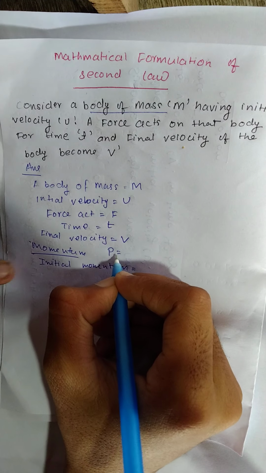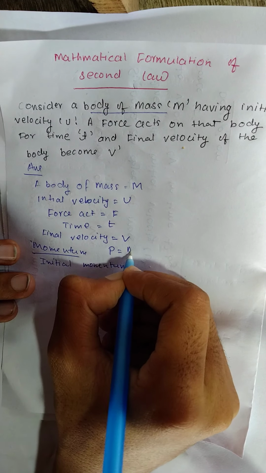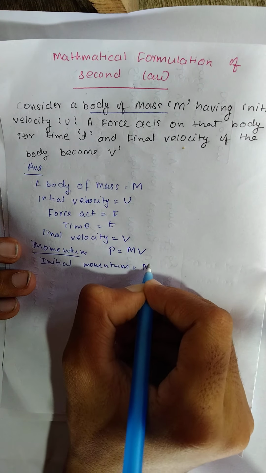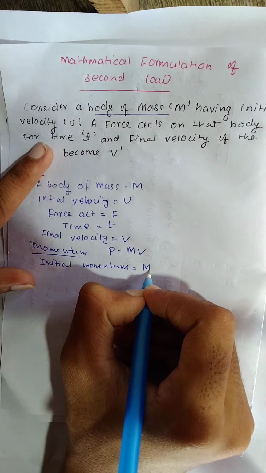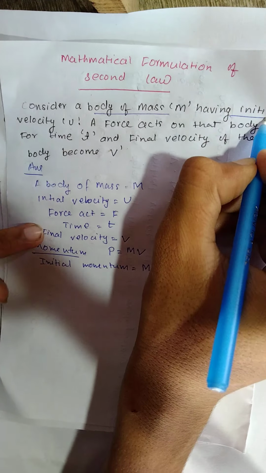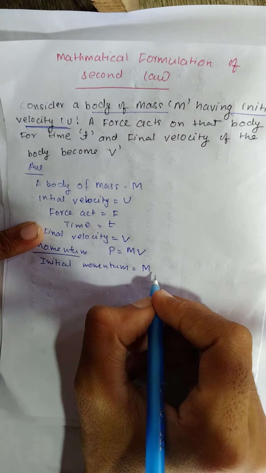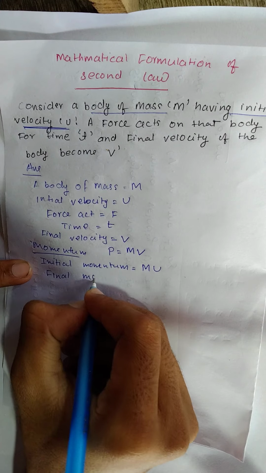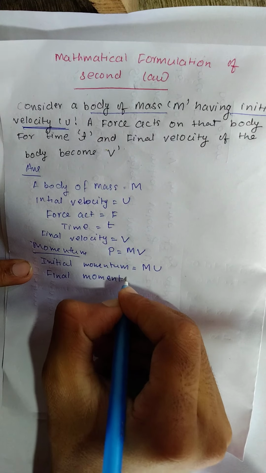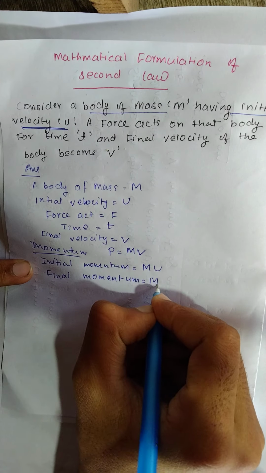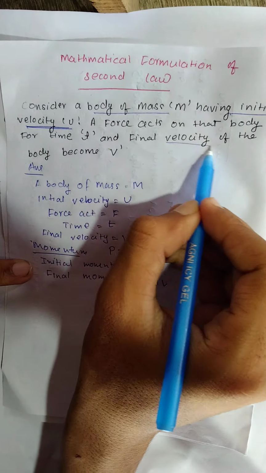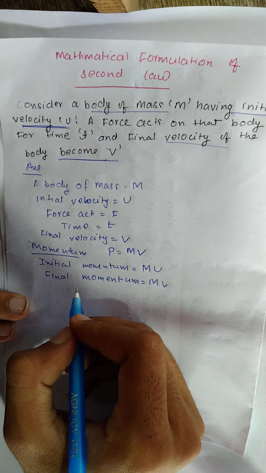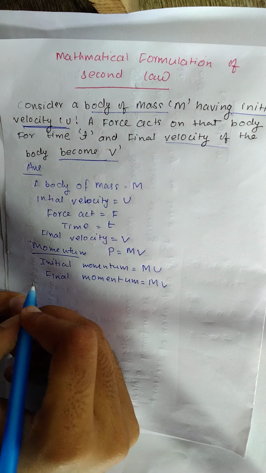We know that momentum is equal to the product of mass and velocity. So the initial momentum will be mass into the initial velocity u, so mu. Final momentum will be mv, because here the final velocity changes to v.